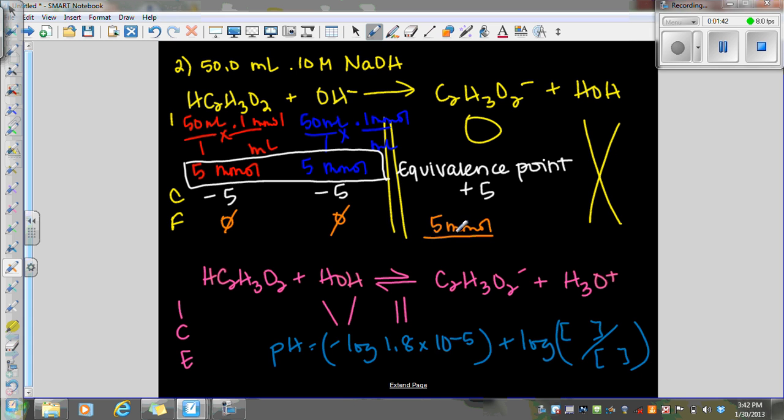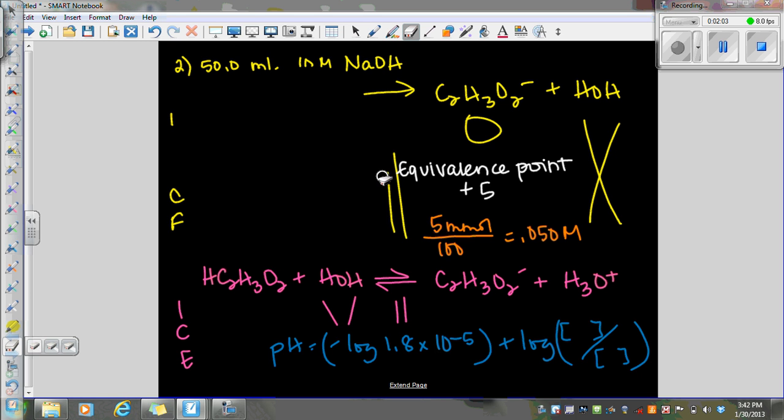Now we need to convert this to molarity. So I'm going to divide by 100. And I get 0.050 molar acetate ion. Now, what this really means is that I have no more acid and base left. They are gone, totally consumed.